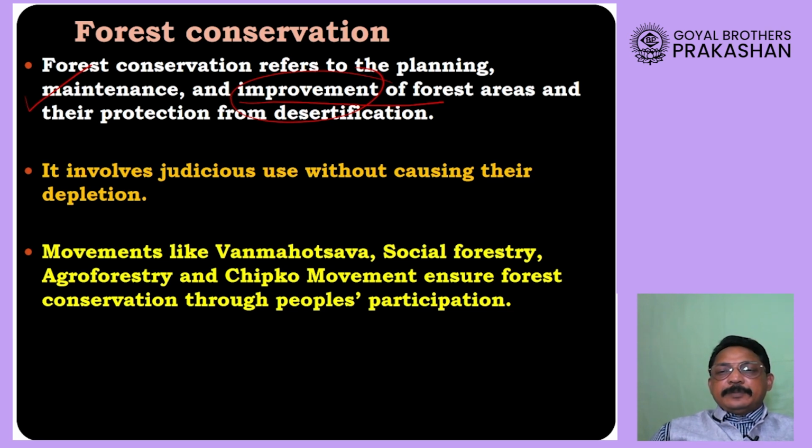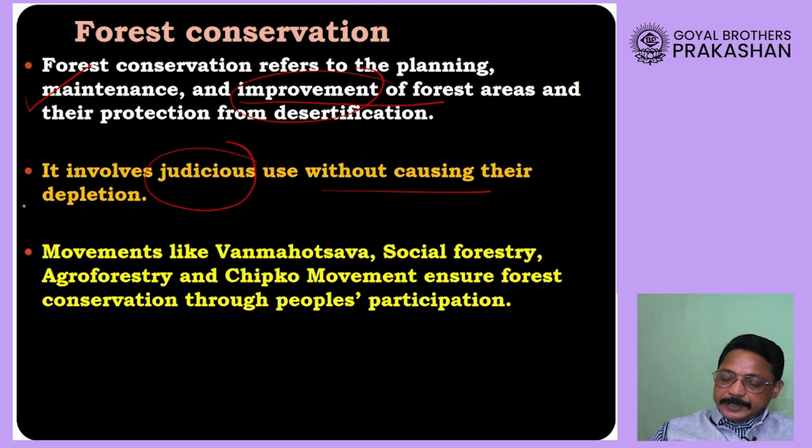Now, please remember, conservation does not mean that we don't have to cut the trees at all. We can cut the trees, but we have to use them very judiciously. It means whenever needed, only at that time we have to cut them, in a very proper way, without causing their depletion. So how can we do that? If I am going to cut the trees, definitely the depletion will occur. So what they do is, whenever they cut one tree, at the same time they will be planting maybe 10 trees. So this is how we are cutting on one side, but at the very same time we are also carrying out replantation in order to conserve forest.